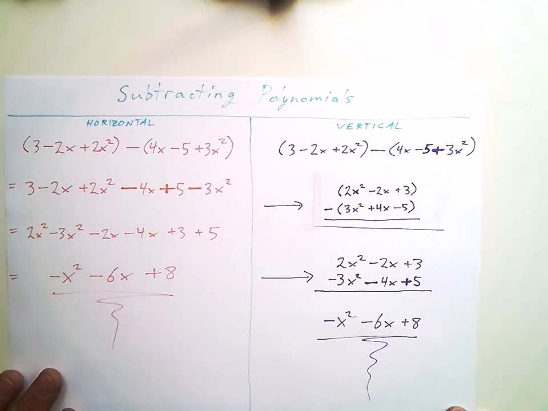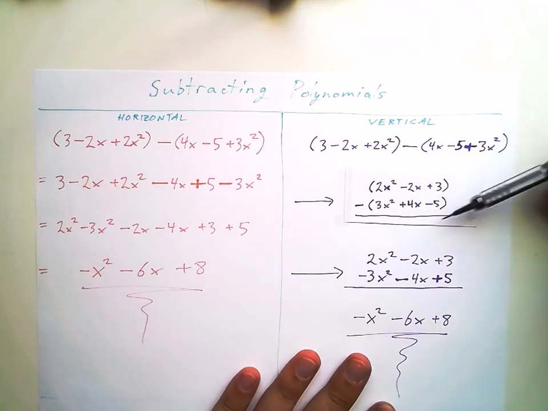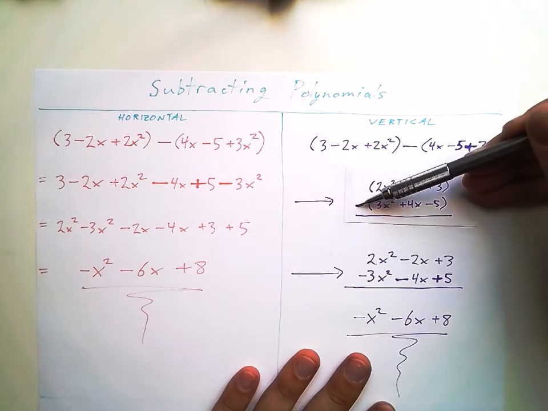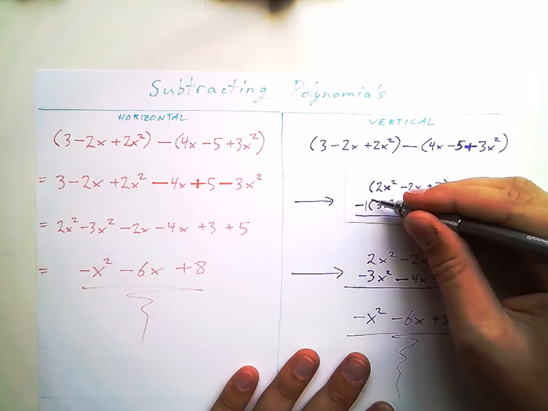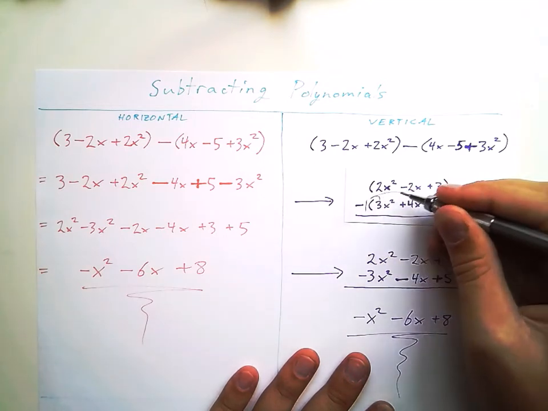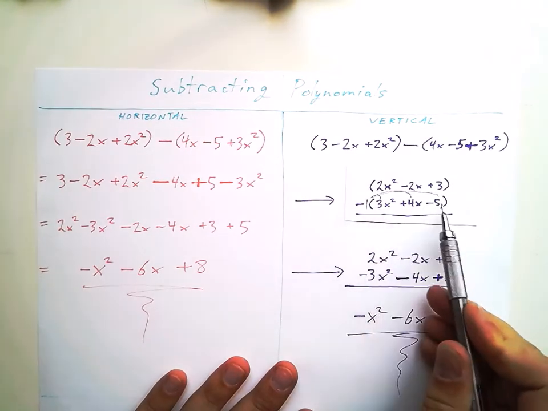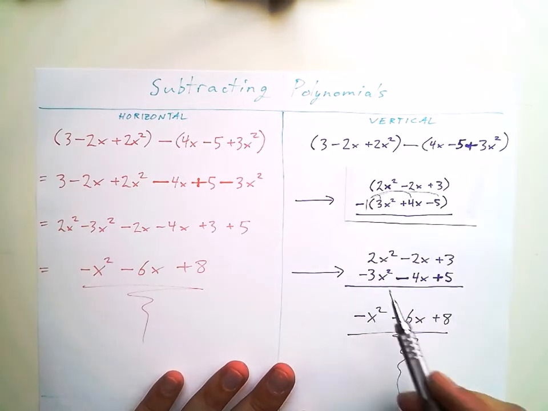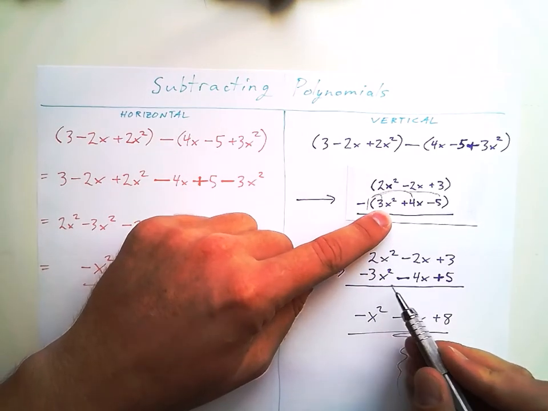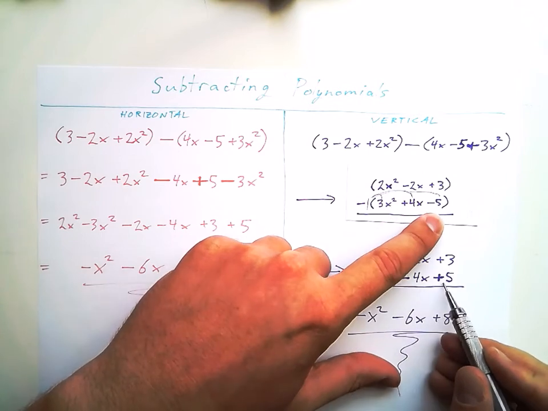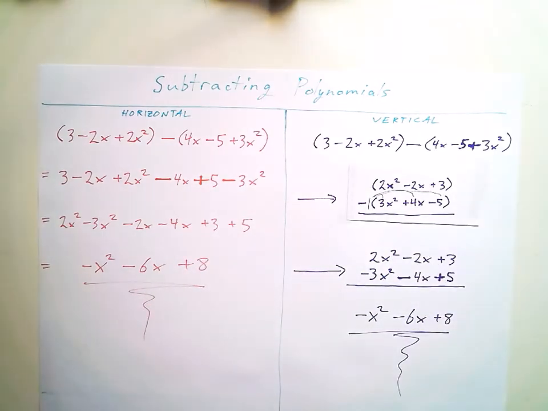Subtracting, same deal. The only special thing here is the negative applies to this whole thing. So it's like the distributive property. -1 times that, -1 times that, -1 times that, because you're subtracting the whole thing. So you're adding the opposite. So the minus 3x squared minus 4x plus 5. And then same thing.